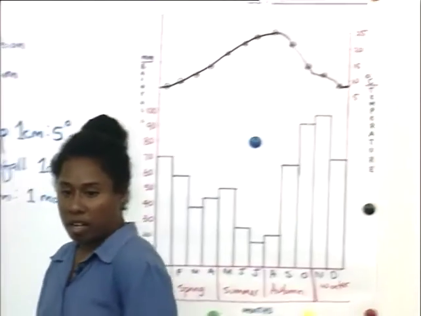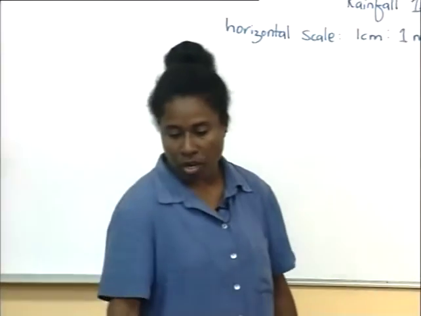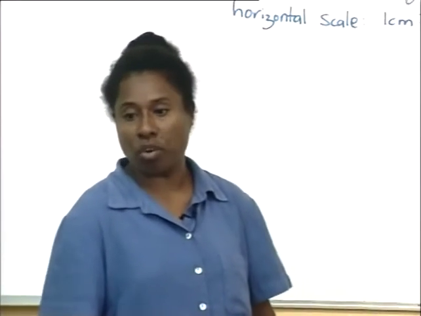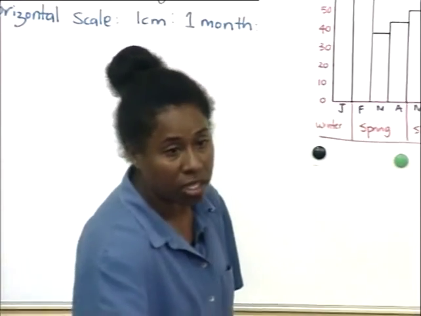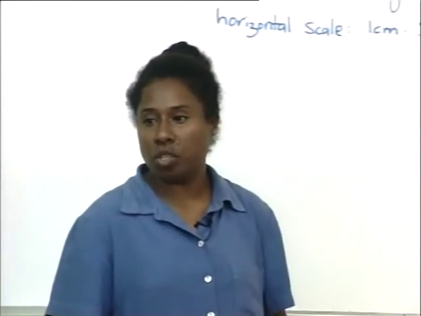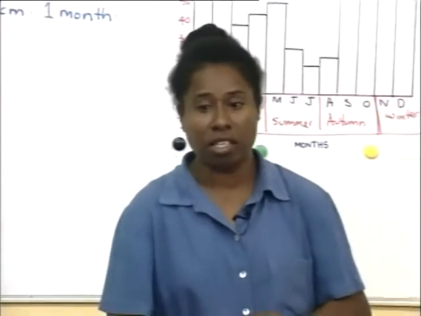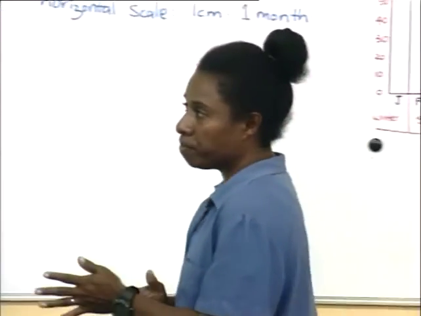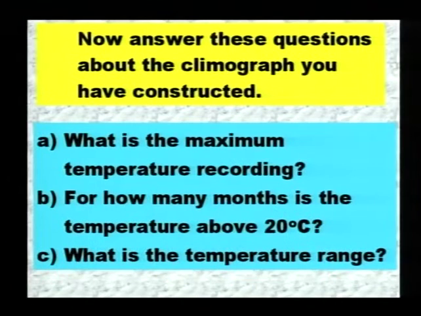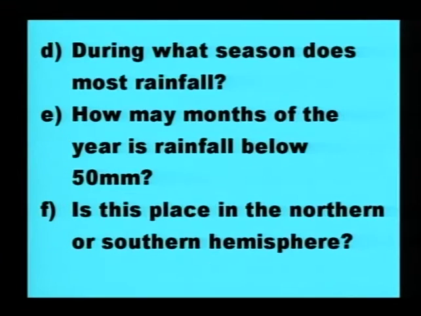Okay, having looked at that information, I'd like you now to use the graph you have constructed to answer the following questions. There are 6 questions. You can discuss the questions with the student next to you to come up with your answers and have your answers written in your exercise book. So I hope you have already copied down those questions. Okay, good. And the next 3 questions.